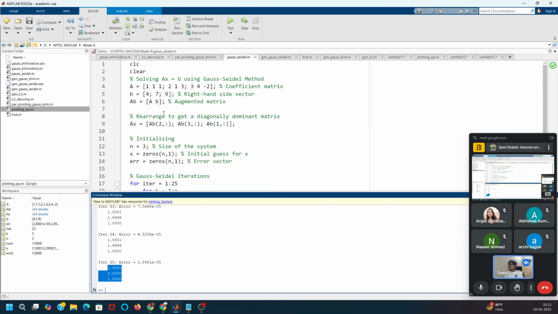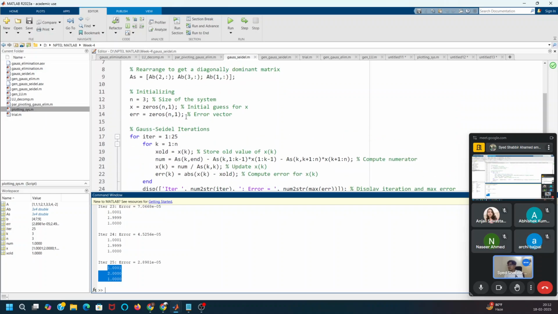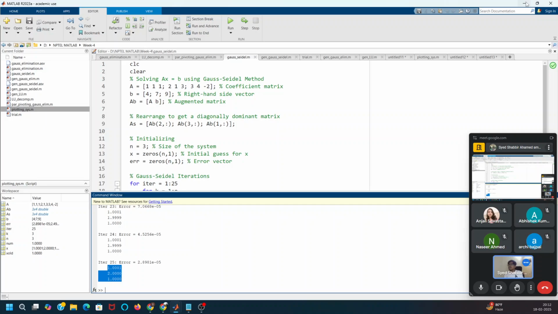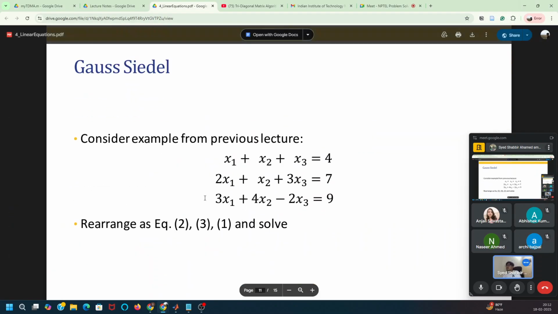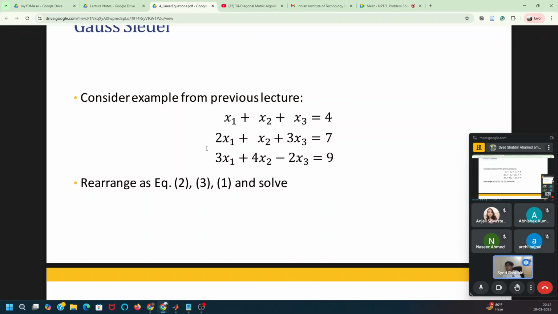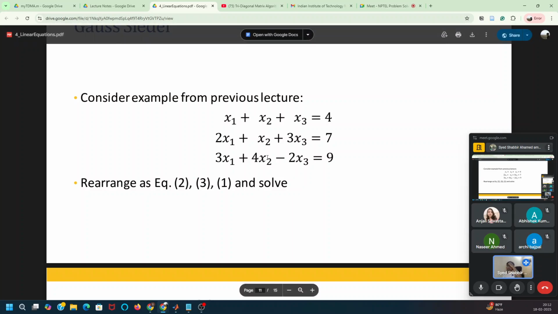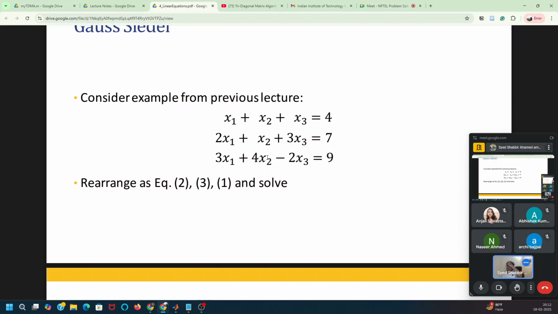So this is what we have done here. But the thing is, this matrix which we get here is not diagonally dominant. The professor told in class that you just rearrange rows 2, 3, and 1, and it is giving a solution, but this is not a diagonally dominant solution.